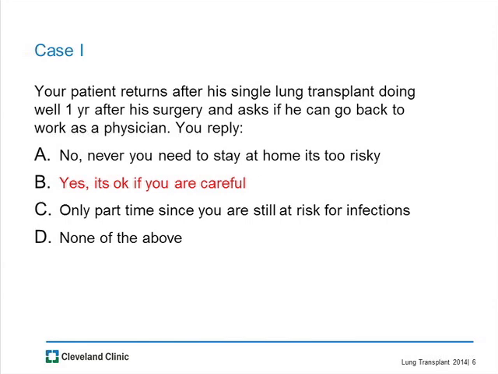Well, this is a tough question, but the answer to this is B, yes, it's okay. Obviously, this patient's occupation as a physician puts him at higher risk for being exposed to patients that are infected, and he is in a high-risk subspecialty, so there may be caveats to this answer. But in general, most of these patients would like to go to work or return to work in some capacity.